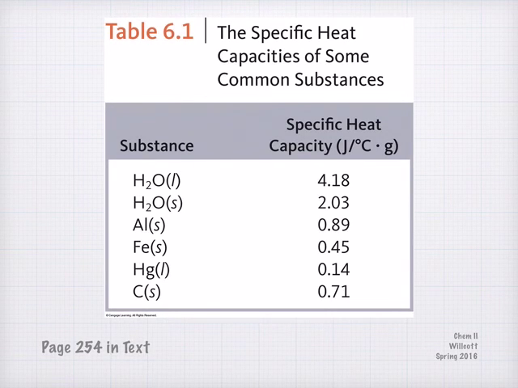So specific heat capacities, you can imagine, are known values. And on page 254 in your text, you have a very small chart of some of the heat capacities. The one that we're going to use the most and that is often used in experiments would be the specific heat capacity for water as a liquid, which would be 4.18, and that's the value in your upcoming lab.